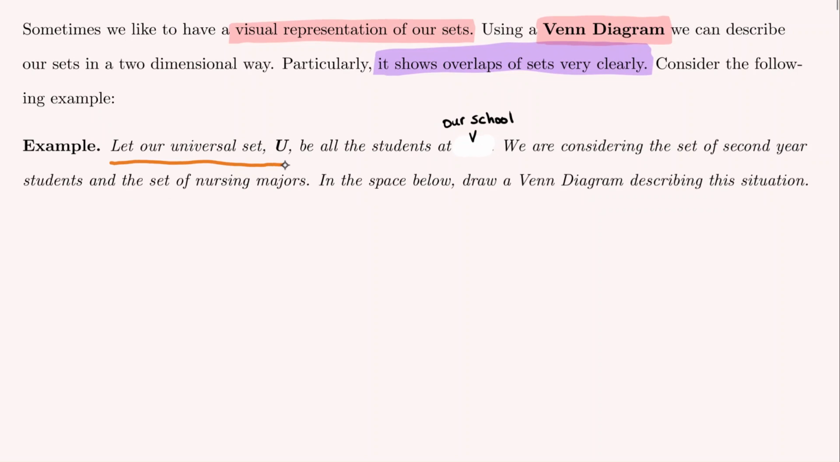Let our universal set U be all the students at our school. Within that universal set, we are considering subsets of the second year students and nursing majors. In the space below, draw a Venn diagram that describes the situation. Whenever you begin to draw a Venn diagram, always ask yourself, what's the universal set? So read through the first few sentences of this problem and think to yourself, what is the universal set here? How would you describe it?